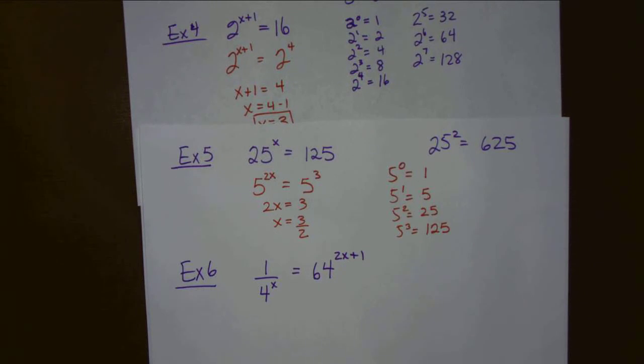Now we're adding a fraction. So with 4's, you can write them as base 2, or you could write them as base 4 if it works. But any power of 4 is 2 squared, so 2's or 4's work here.